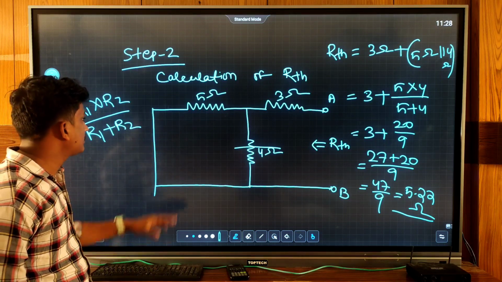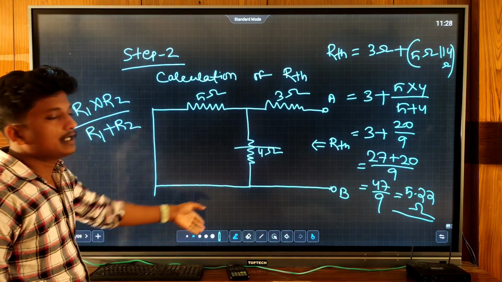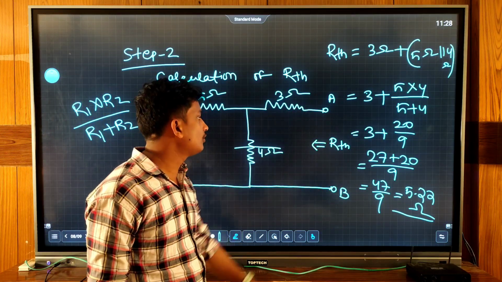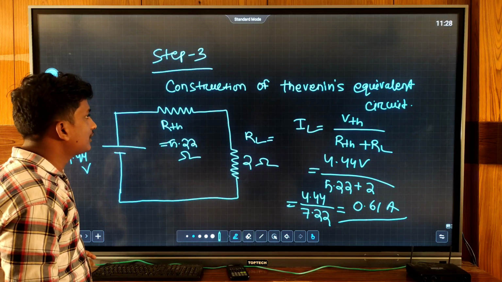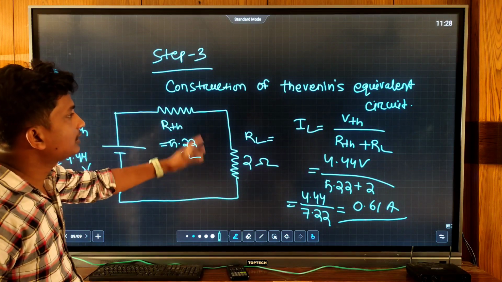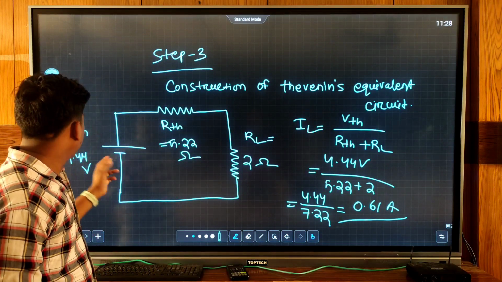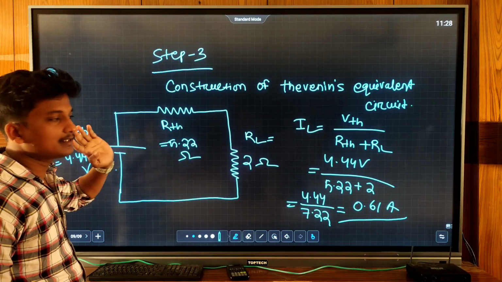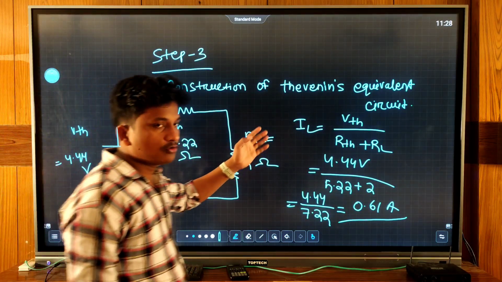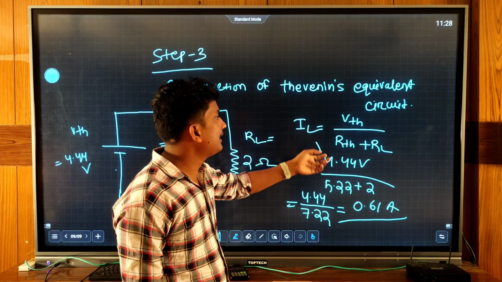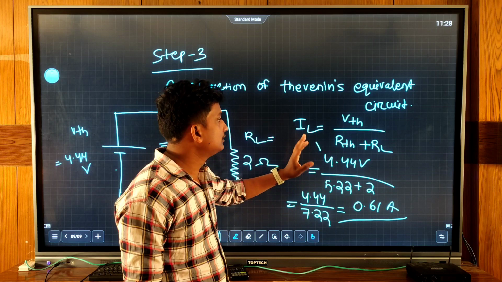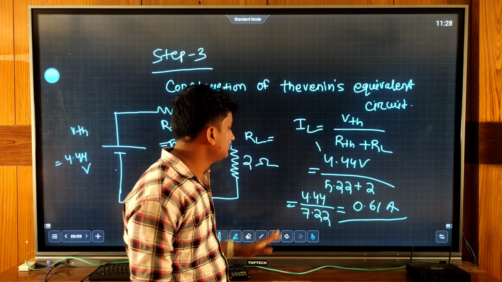In calculation of RTH, the voltage source is short circuited, and RTH is measured across A and B by removing the load terminal. In step number 3, I have constructed the Thevenin's equivalent circuit by just putting the VTH, RTH and RL in series. Then I have calculated load current, that is IL, by applying simple Ohm's law, VTH by RTH plus RL. That's it.